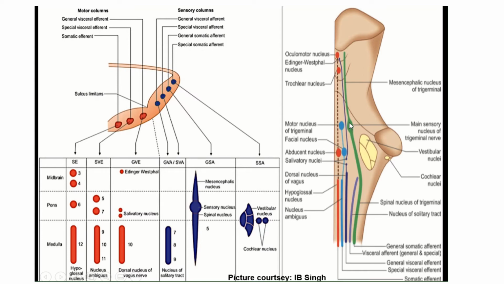Then the next nucleus is the spinal nucleus. This nucleus extends from the chief sensory nucleus down into the medulla and up to the upper two segments of the spinal cord. Its lower end is continuous with the substantia gelatinosa of the spinal cord. This nucleus is mainly concerned with the pain and temperature sensations.